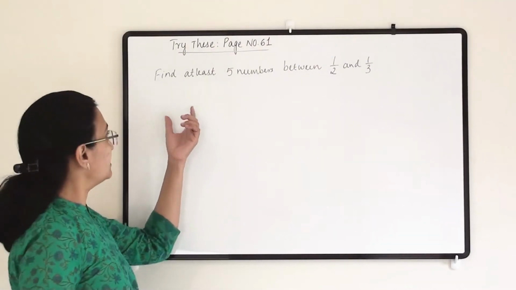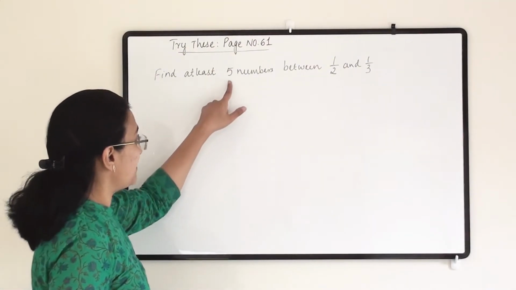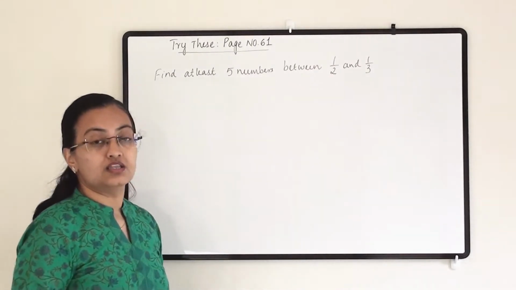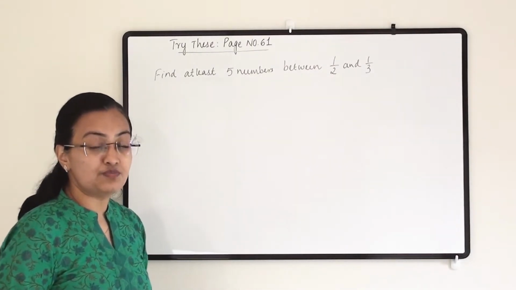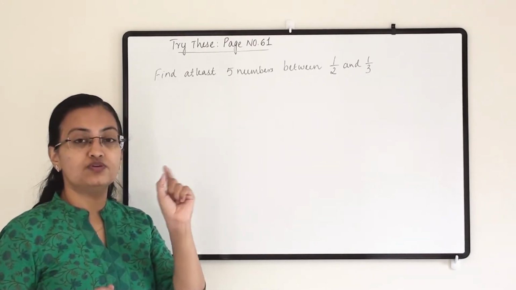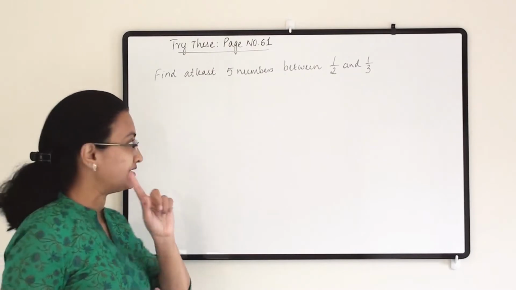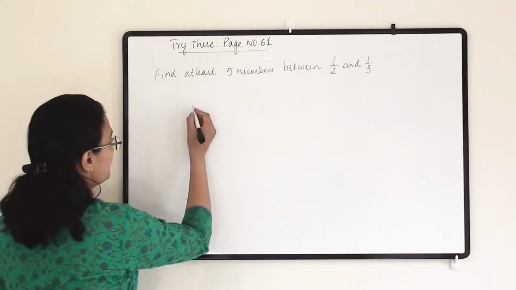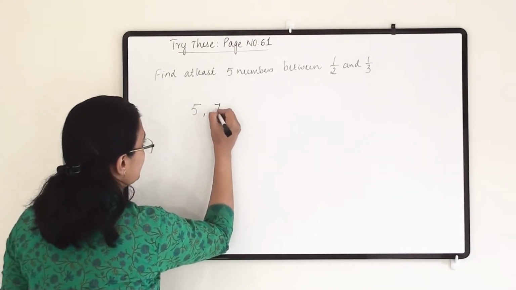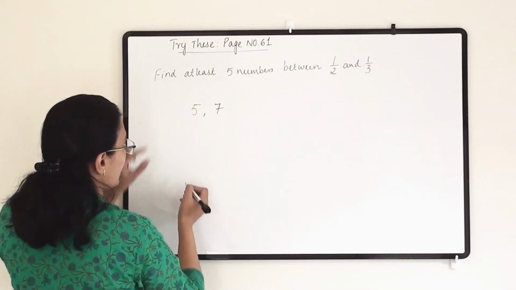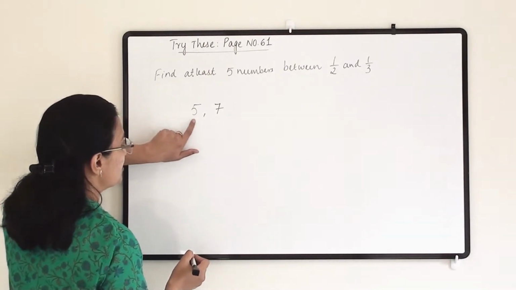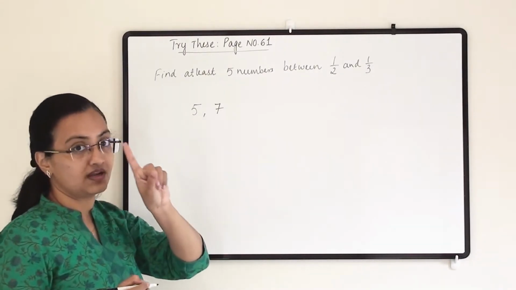Our second numerical is: find at least 5 numbers between 1 by 2 and 1 by 3. Now how to find the numbers in between? When we take the average of two numbers, we get the number in between. Let us check with simple numbers. If I write 5 and 7, these are the two numbers. How many numbers are in between? We know there is only one number, and that is 6.